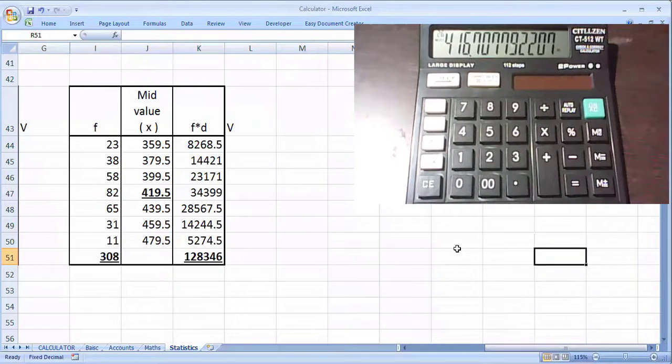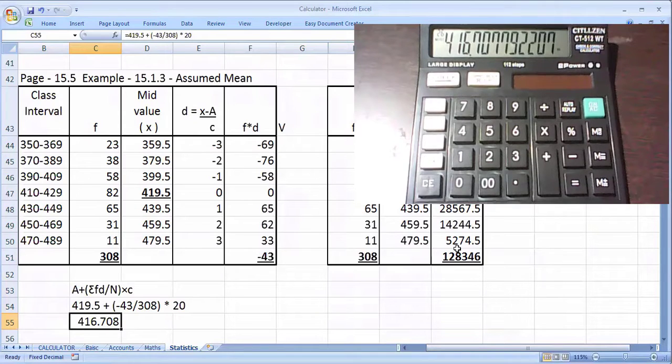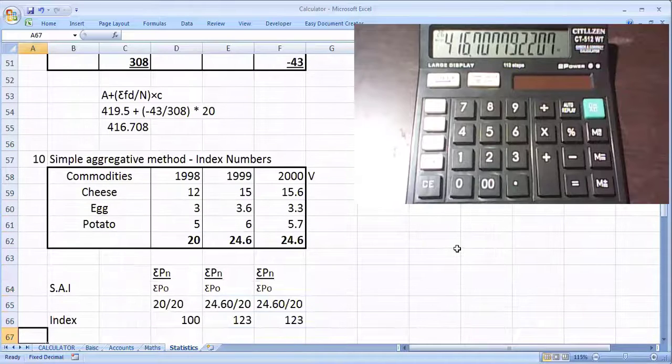the value 416.707. Same value, right? So it's up to you to follow which method. But if they ask straight away just for the weighted mean, then you can go for this latest model what we have seen. Clear, Nana? Now, coming to index numbers, very, very interesting and very useful.